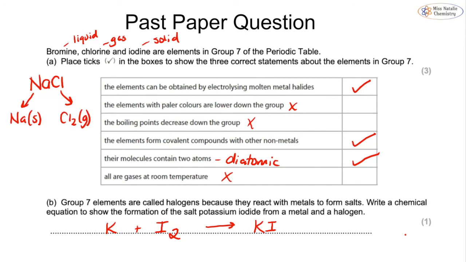And of course, as GCSE students, you should be able to balance this. So if I start with 2 iodines, I have to end with 2 iodines. So I need a coefficient of 2. And that tells me that I end with 2 potassiums, so I must start with 2 potassiums. A nice easy balancing there.